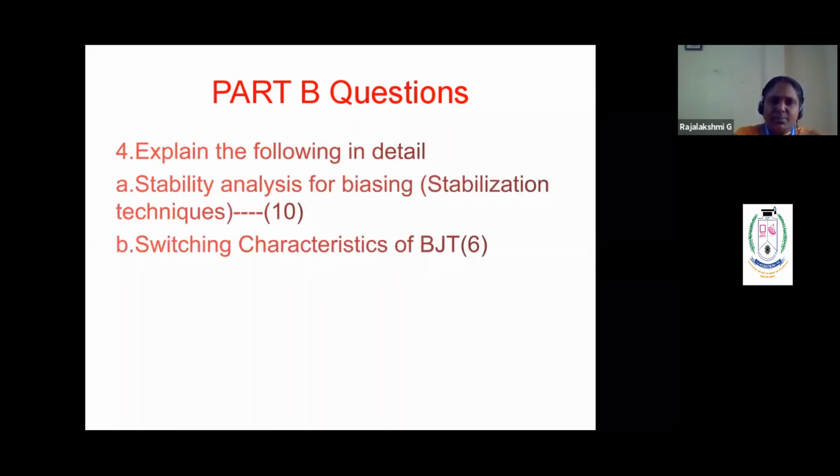This is: explain the following in detail, like stability analysis for biasing. This is what I taught you. It is going to serve two purposes when you study the biasing circuits. One is the biasing methods you are discussing. Another is how, with that biasing method, you are stabilizing the transistor. That is the point. So it is stability analysis, or they may ask stabilization techniques. Both are the same. If it is allotted 10 marks, please write accordingly.